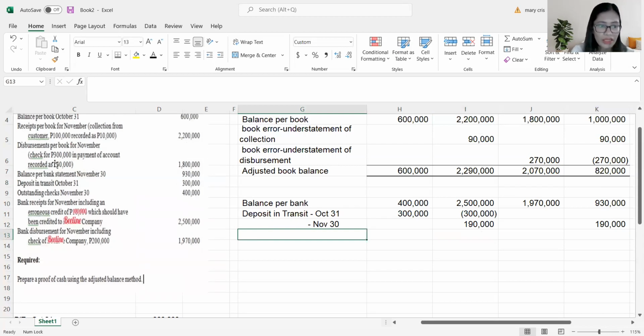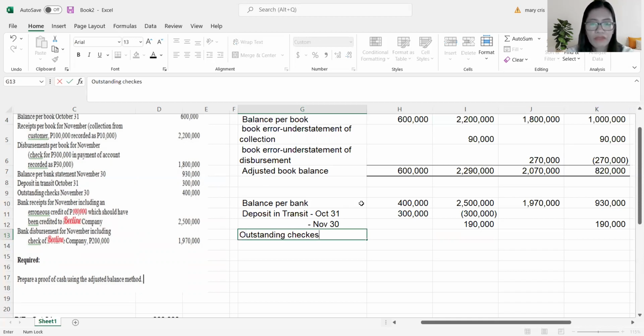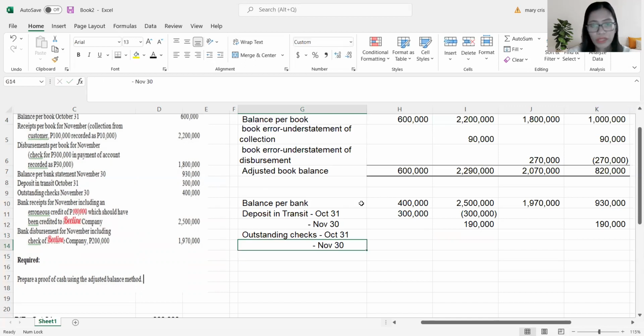Okay? So the next reconciling item would be the outstanding checks. The given in our outstanding checks is only November 30, so the October 31 outstanding check is missing. Before we analyze or compute our October 31 outstanding check, let's first plot what happens with our outstanding check of November 30.